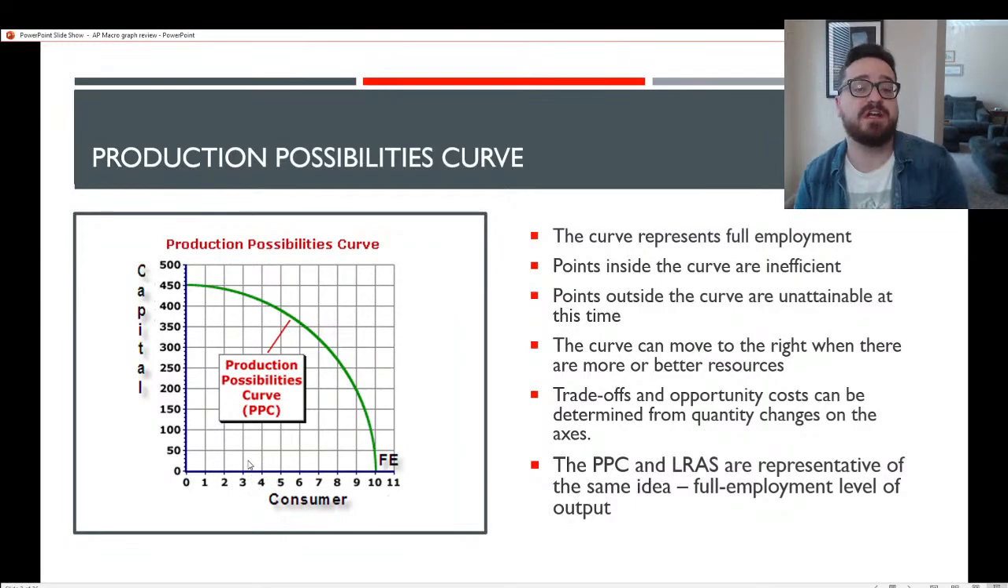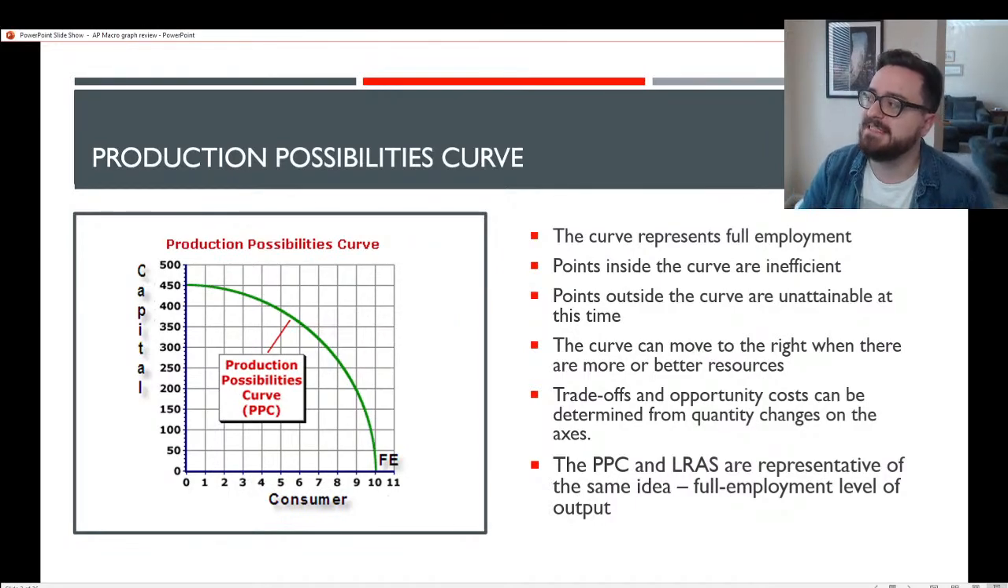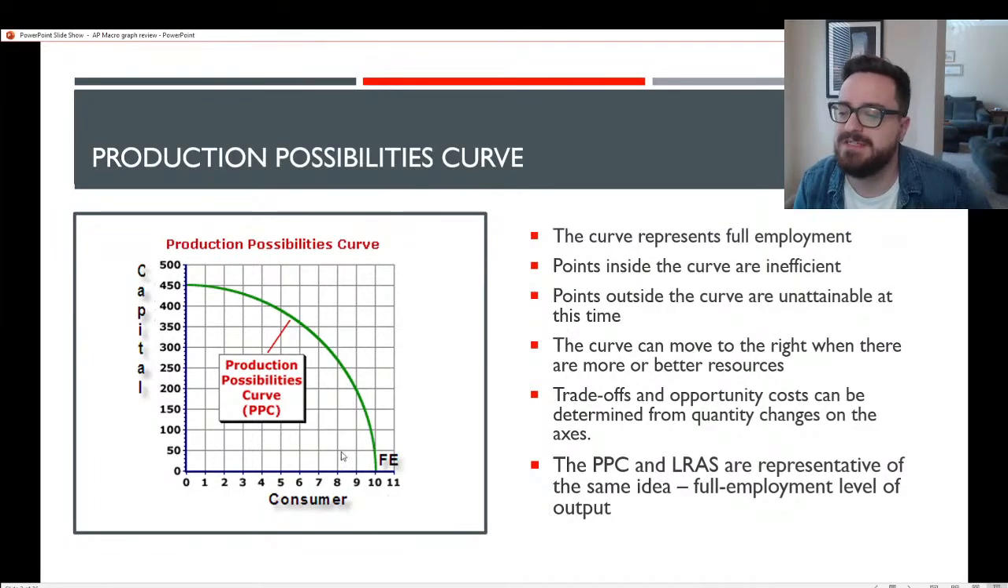So for this, and what is very common to see on the AP Macro exam, because they're trying to be macro about it, is that they would pick capital and consumer goods, which are some Unit 1 vocab things. Consumer goods are just goods that are immediately used up, food, water, paper, things like that. Capital goods are goods that help you produce more things. So we see that this economy can produce max 450 capital, max 10 consumer goods, probably tons, who cares, doesn't really matter. The curve itself, the line, which is the graph basically, represents full employment.